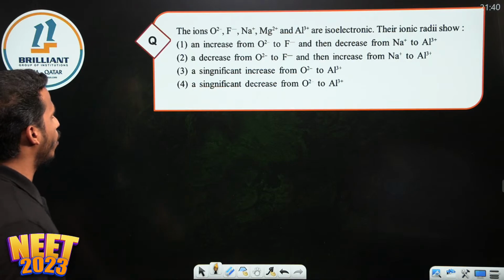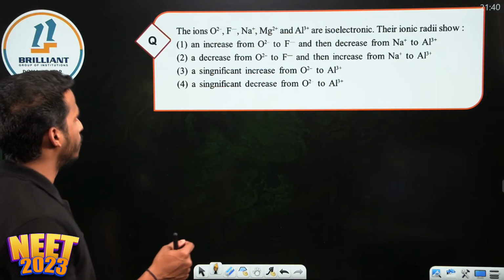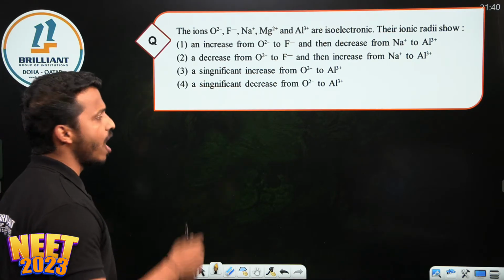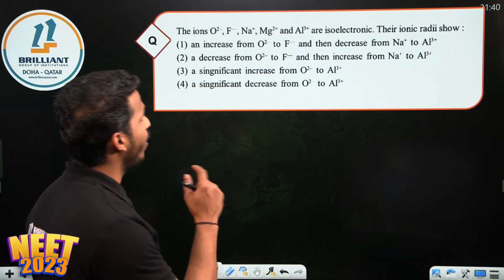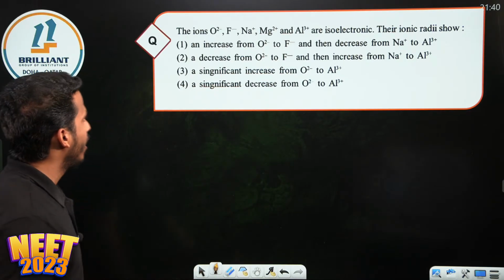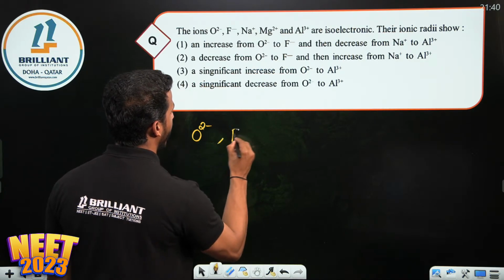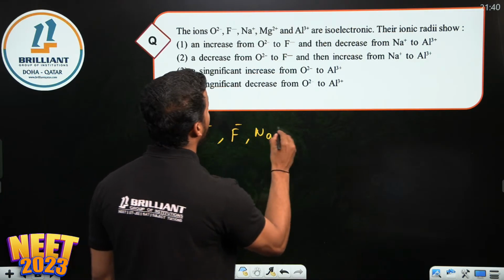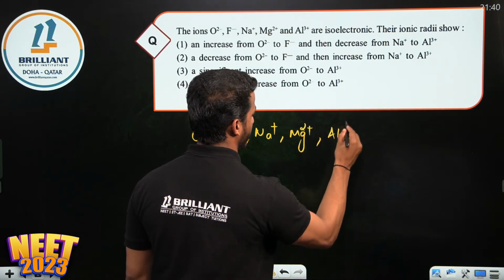Next one. The ions O2 minus, F minus, Na plus, Mg2 plus, Al3 plus are isoelectronic, which means they contain the same number of electrons. Their ionic radii show. Here all the species are given: O2 minus, then F minus, Na plus, Mg2 plus, and then Al3 plus.